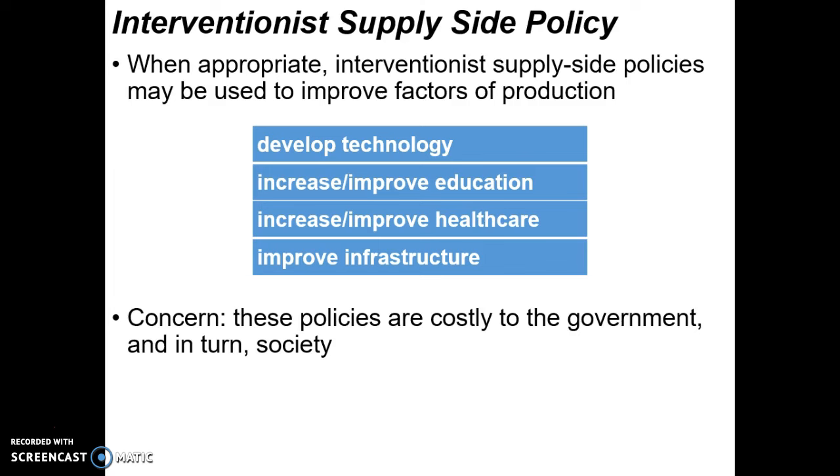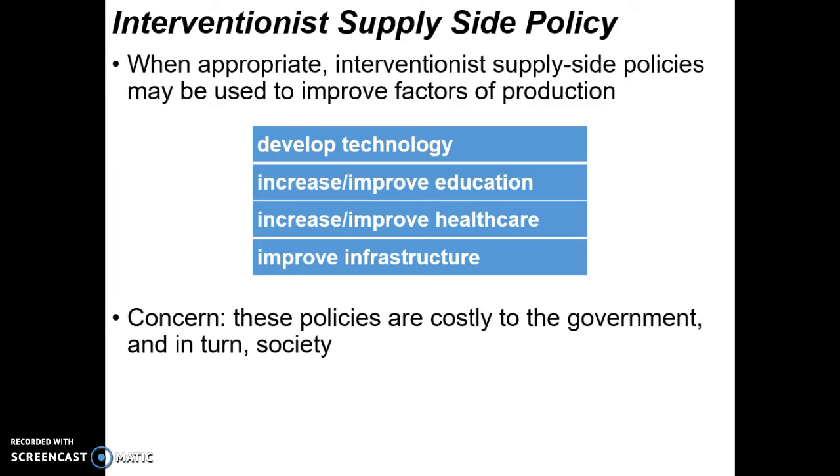And you can actually achieve this through interventionist supply-side policy too. This is when the government steps in by putting money into developing technology, improving education, improving healthcare, or improving national infrastructure. All these things can improve factors of production.